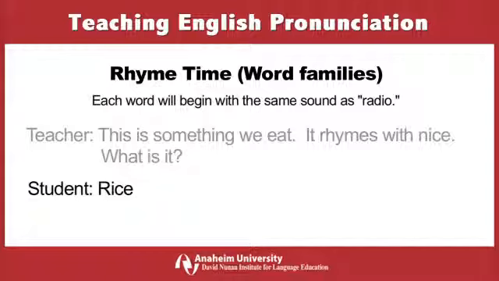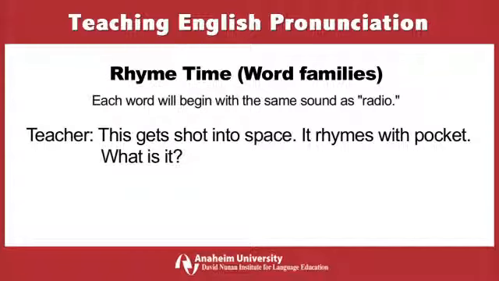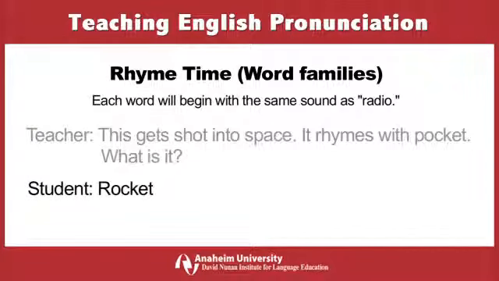And finally, the teacher could say, "This gets shot into space. It rhymes with pocket. What is it?" Of course, the answer is rocket because it rhymes with pocket, begins with the R sound, and it gets shot into space.